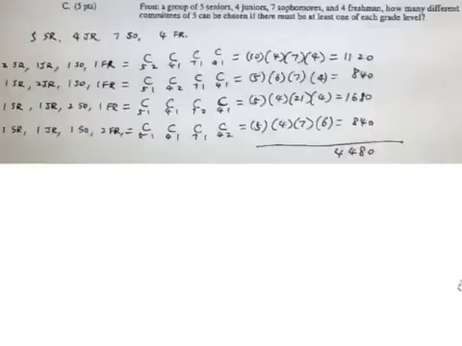From a group of 5 seniors, 4 juniors, 7 sophomores, and 4 freshmen, how many different committees of 5 can be chosen if there must be at least one of each grade level? Now, since you're dealing with groups of people, you want to use combinations as opposed to permutations.